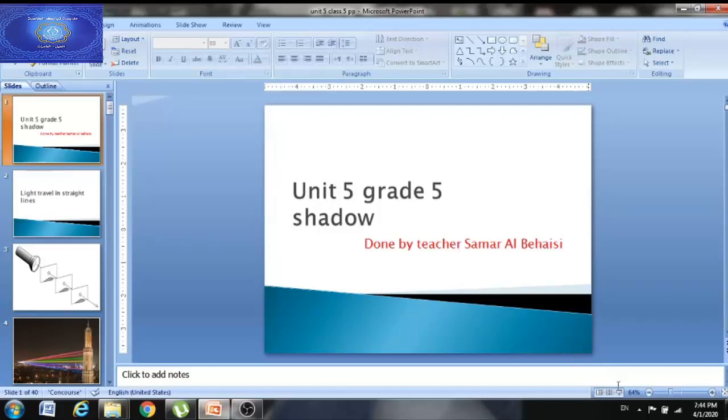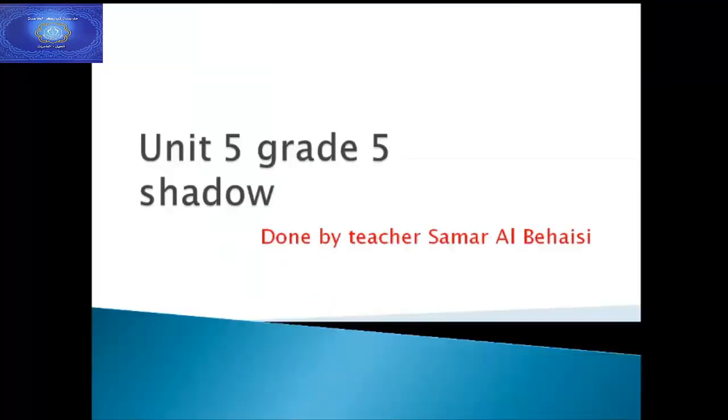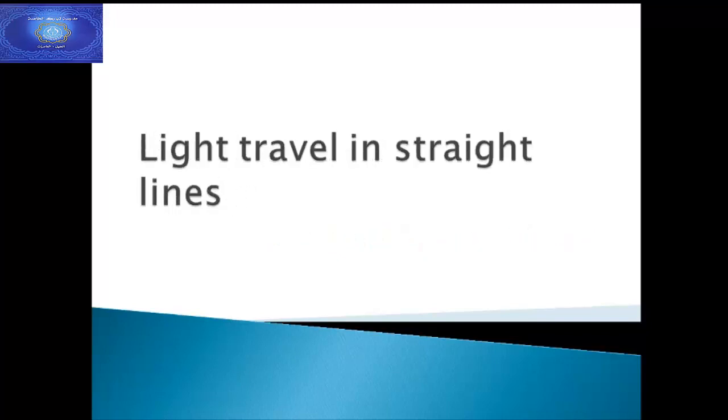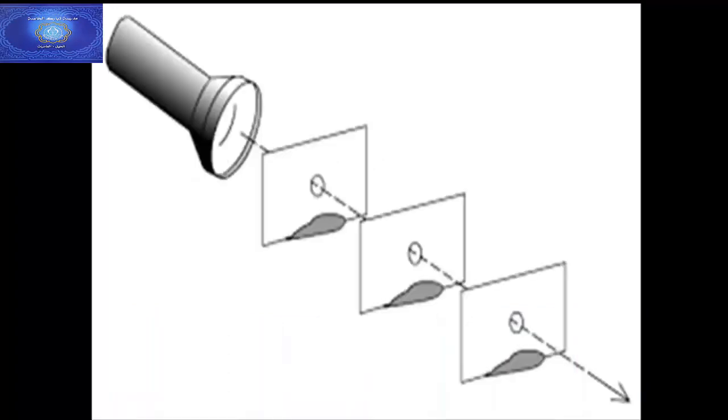Now I want to explain Unit 5, Grade 5. It talks about shadow. First, light travels in a straight line. Light cannot bend, or doesn't bend. The light travels in a straight line.